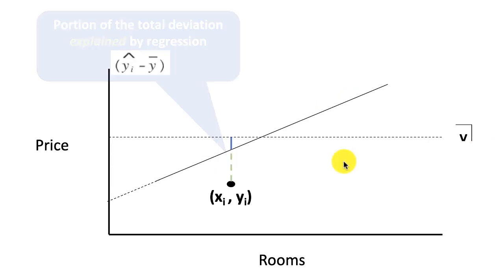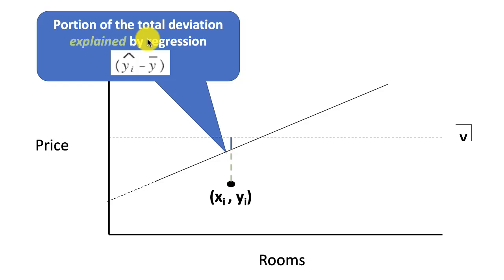So now we can talk about this. We can say that the portion of the total deviation or total variation in the home prices explained by the regression is that much, y hat minus y bar. This much difference is explained by the regression. It's telling you that this house has a lower number of rooms, and therefore its price is also below the average by so much. So that is the part which is explained by the regression.